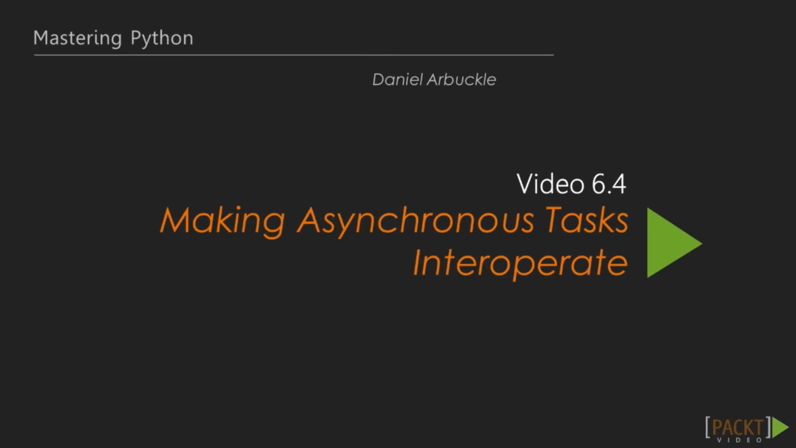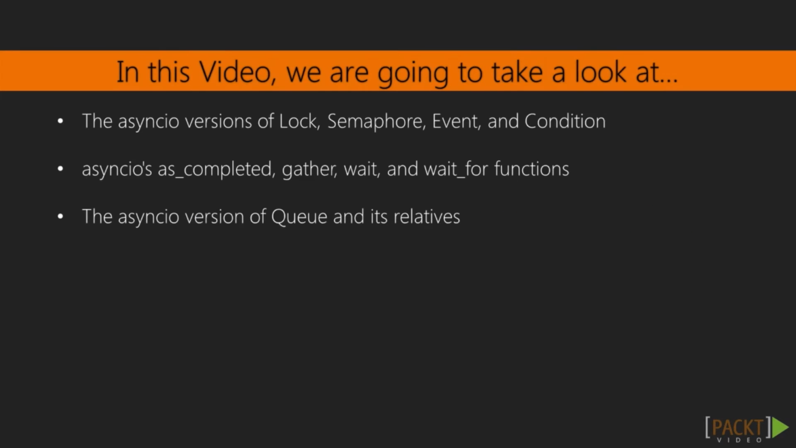6.4, making asynchronous tasks interoperate. We're going to take a look at the asyncio versions of the synchronization primitives we've seen previously, as well as at the other end of the process, asyncio's versions of as_completed and related functions. And we're going to take a look at asyncio's version of a queue. All of these things are functionally very similar to the things we've seen previously, but are designed to operate in the context of asyncio's multi-task, single-thread processes, rather than in the multiprocessing context we've seen previously.